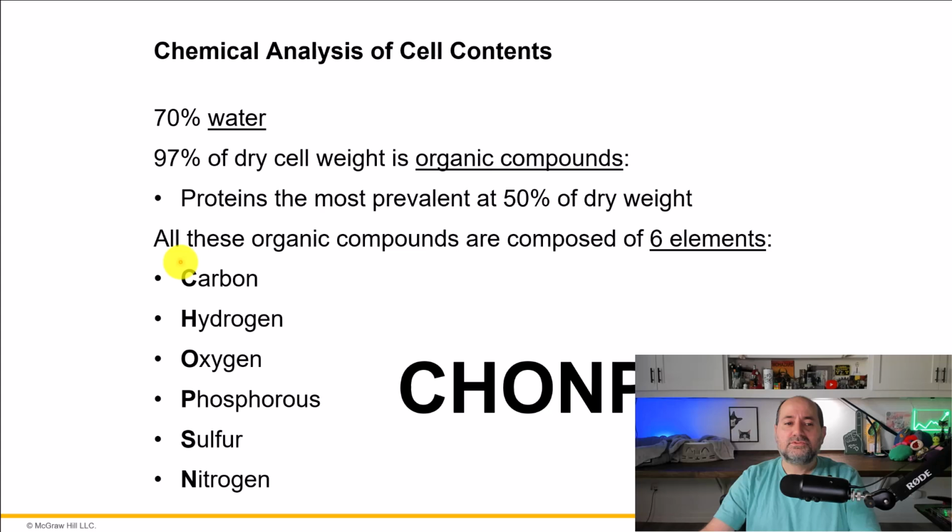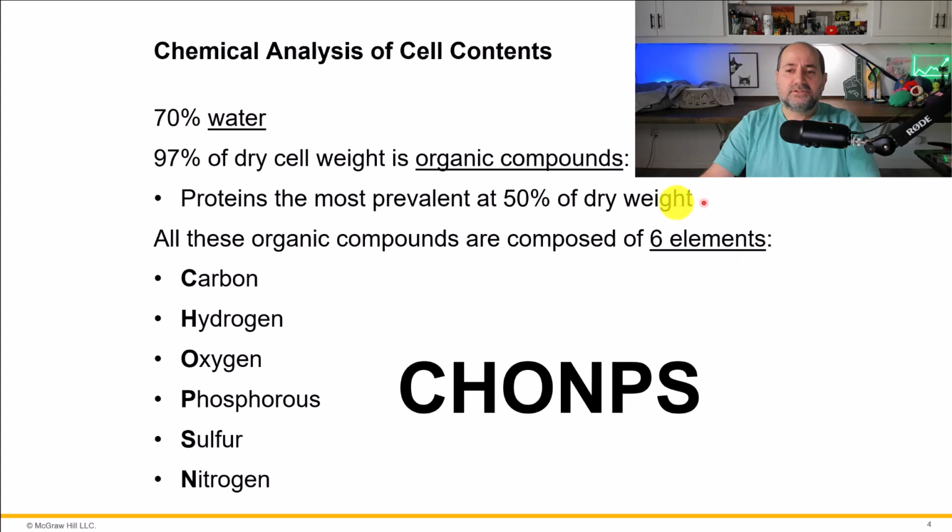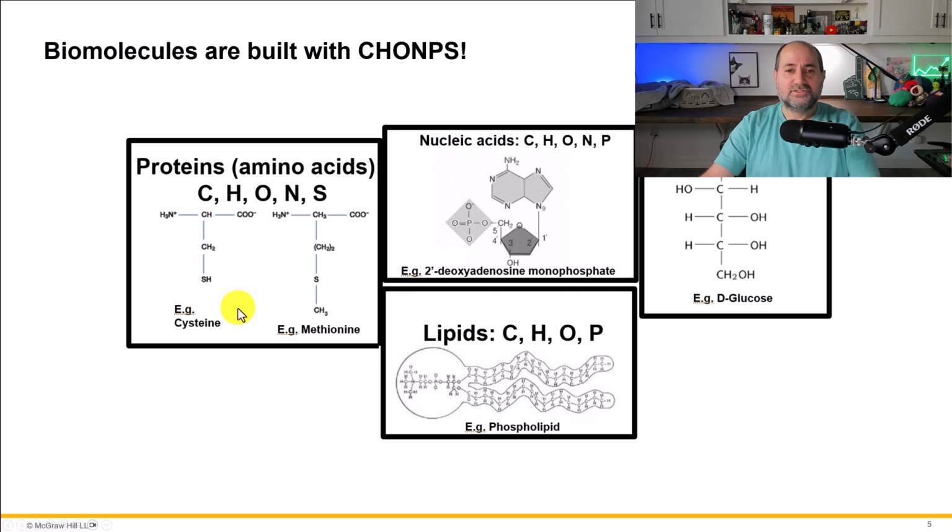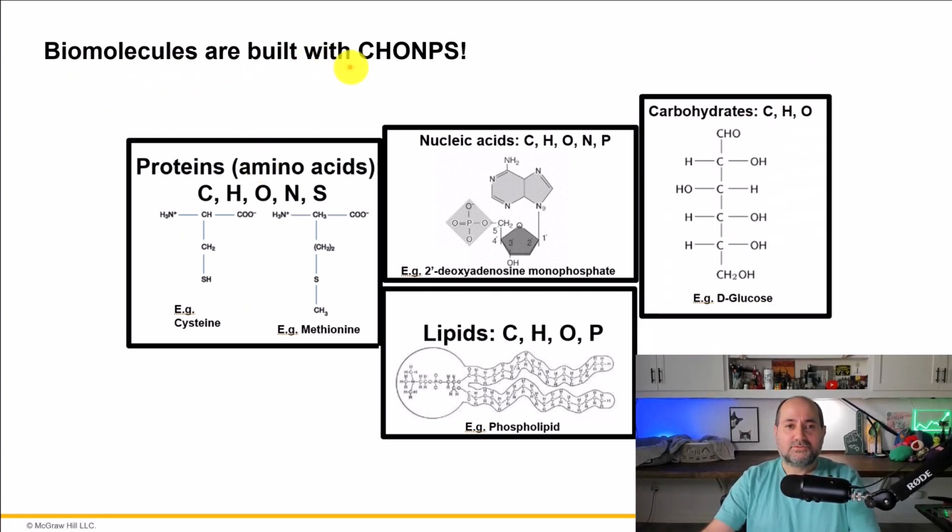And did you know those biomolecules that make up your cells are made up of basically 6 elements? That's carbon, hydrogen, oxygen, phosphorus, sulfur, and nitrogen. So you may want to remember these because these are important. In fact, I have a little acronym here that reminds me of these important elements. I call it CHOMPS, right? So CHOMPS is great because it reminds me that biomolecules contain carbon, hydrogen, oxygen, nitrogen, phosphorus, and sulfur. So here you can see the biomolecules are built with CHOMPS, right?